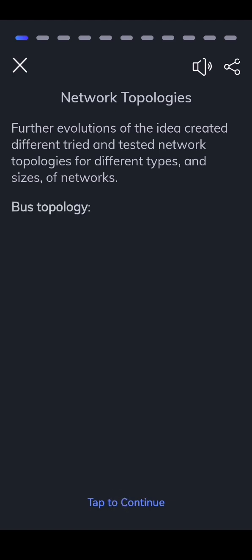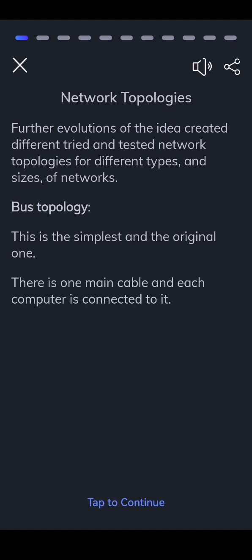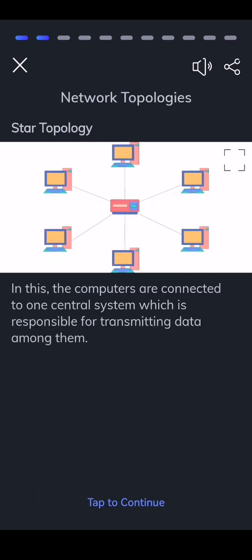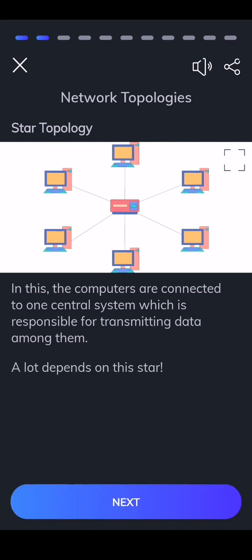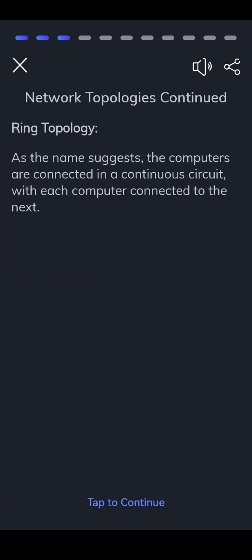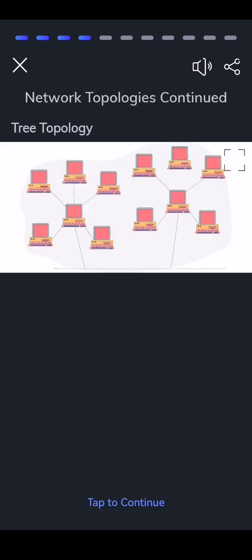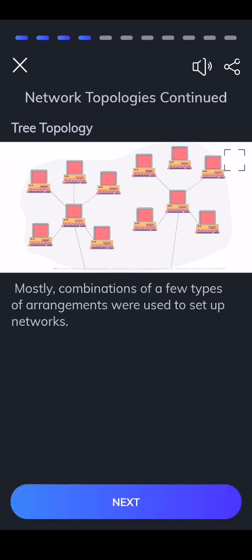Bus topology. This is the simplest and the original one. There is one main cable and each computer is connected to it. In star topology, the computers are connected to one central system which is responsible for transmitting data among them. A lot depends on this star. In ring topology, as the name suggests, the computers are connected in a continuous circuit, with each computer connected to the next. Tree topology. Mostly, combinations of a few types of arrangements were used to set up networks.